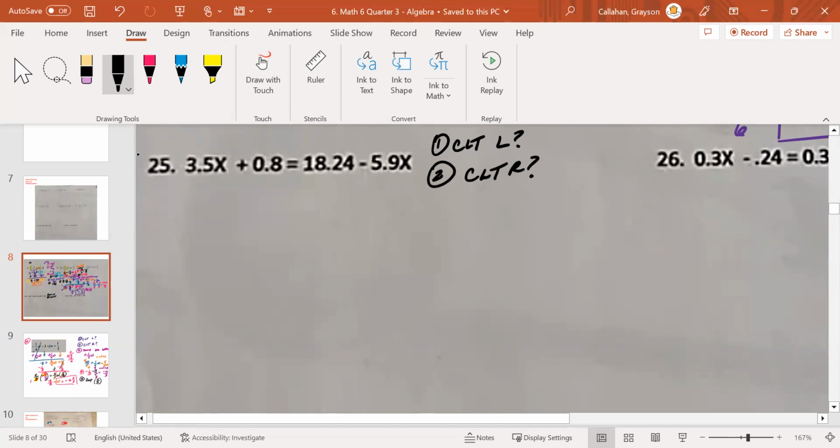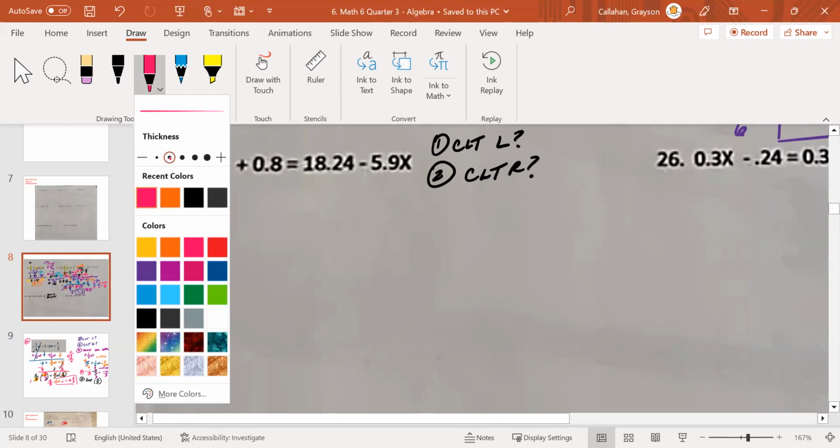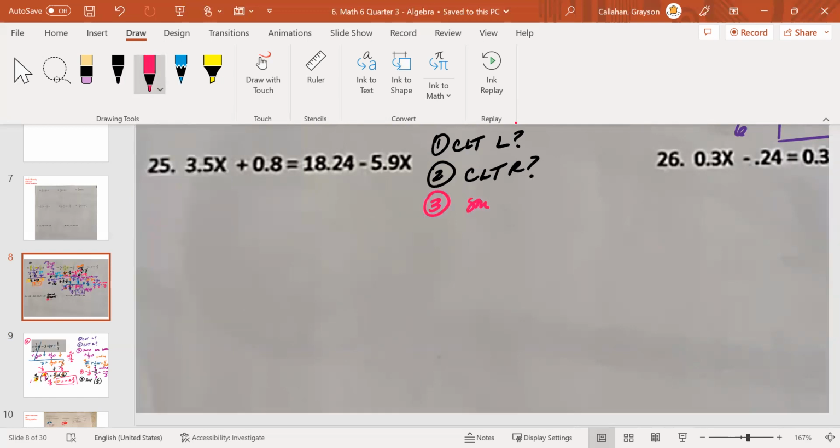If you look at the right side, again, it's just a number 18.24 and then a term with a variable, 5.9x. So there's nothing to combine, so you can't do that. Step number 3, you always want to move the smallest x. Which one has a smaller x? So in this case, it is -5.9 is a smaller one.